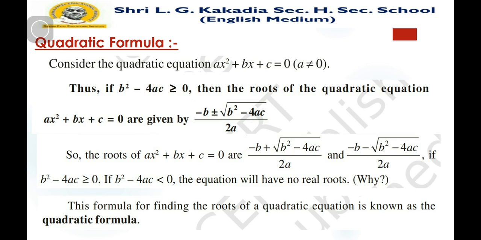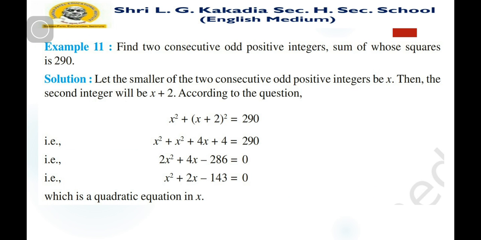Now by using this formula we can solve some examples. For example number 11: find two consecutive odd positive integers, the sum of whose squares is 290. Here we want to find two consecutive odd positive integers, and the sum of whose squares is 290.